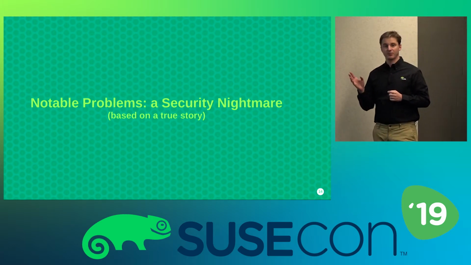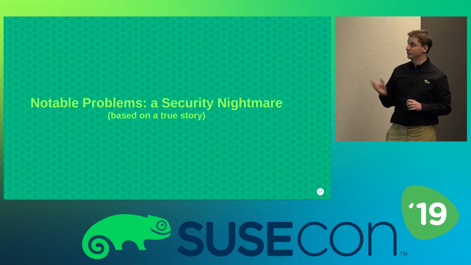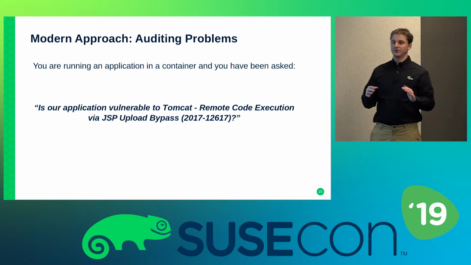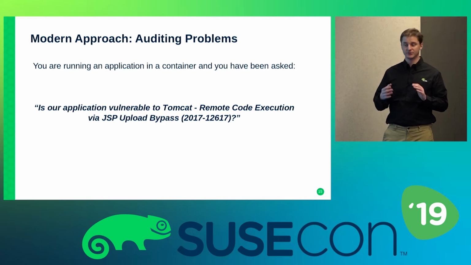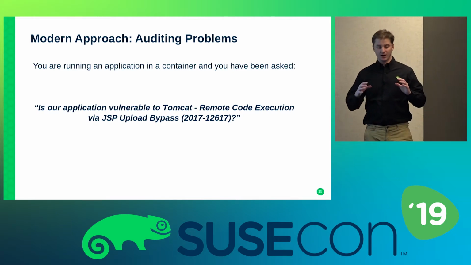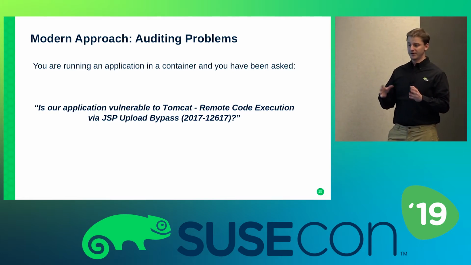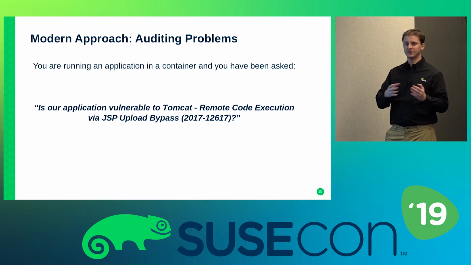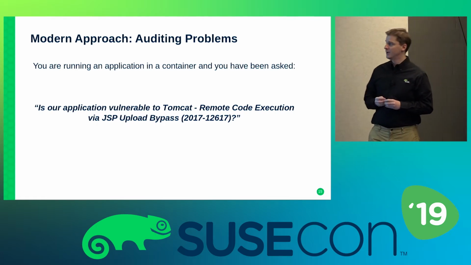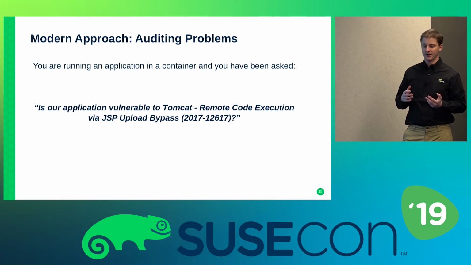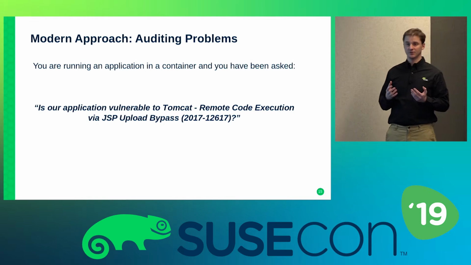Focusing on the last problem, the audit problem, here is a true story. A security nightmare. Let's imagine that you're a system administrator and you have deployed a Java application using Tomcat, containerized. It's Friday night, you are very happy because you're leaving for the weekend, and your CTO comes in and asks you, is our application vulnerable to this particular CVE, common vulnerability and exposure? What is the process to check if you're vulnerable? What do you have to do?